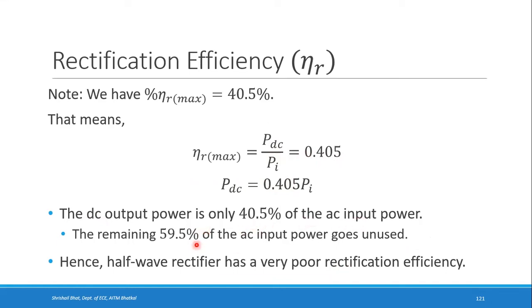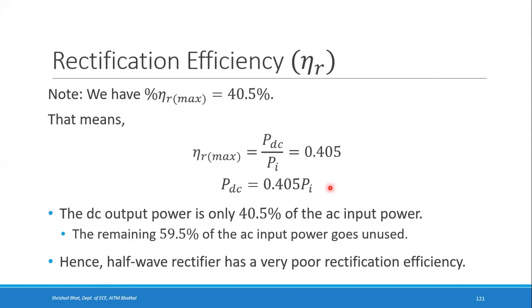The remaining 59.5 percent is not used anywhere, right? That's why it is not a very good rectifier considering the efficiency. It has a very poor rectification efficiency, because if you give 100 watts, you are going to get only 40.5 watts. The remaining 59.5 watts is waste, right? So it is not used much in practical applications. This is one of the parameters, that is rectification efficiency. In the case of a half wave rectifier, the maximum efficiency we can have is just 40.5 percent.